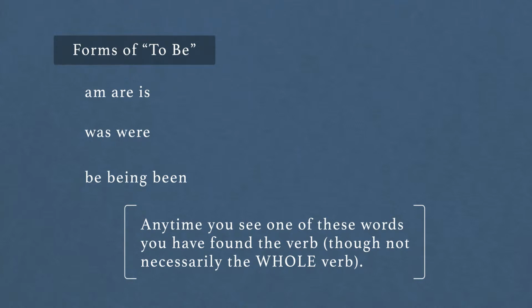Memorize that list. Anytime you see one of these words, you have found the verb for the clause that you're looking at. Now, it may be the whole verb, as in Fernando is a deep sea diver. The verb there is just is. Or maybe the to-be verb is a helping verb, as in Fernando was swimming with the sharks.